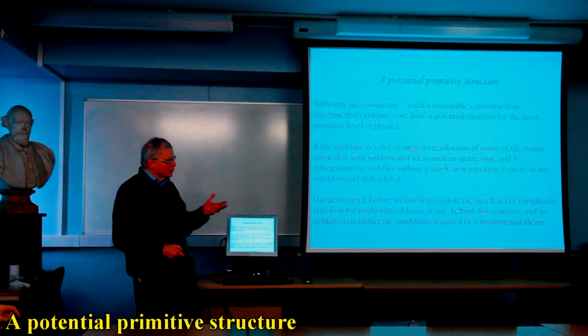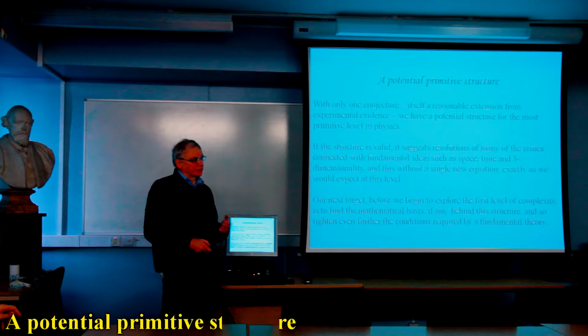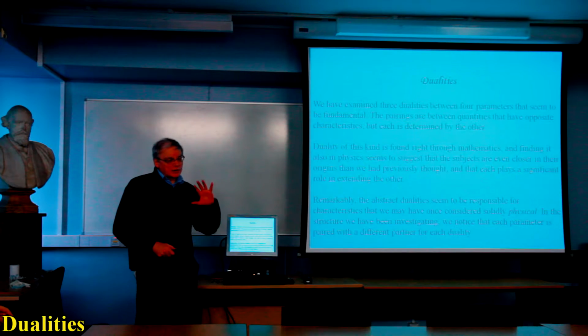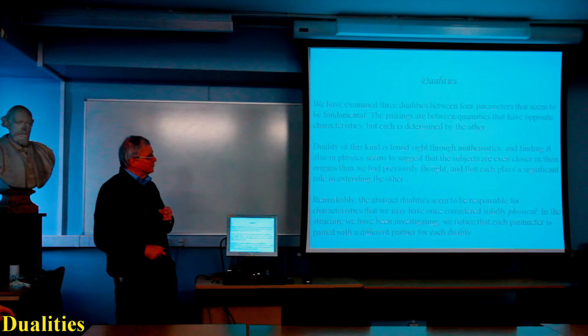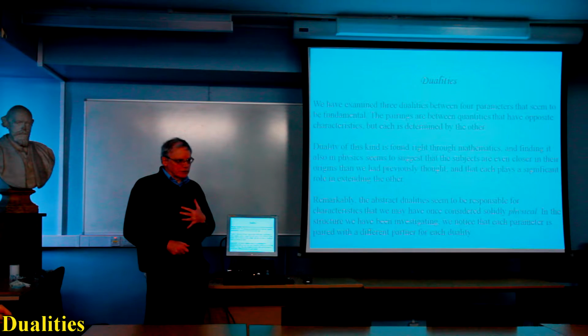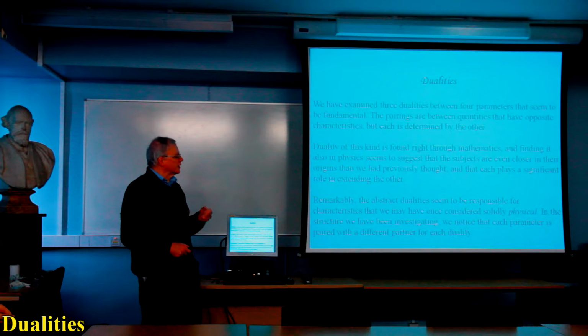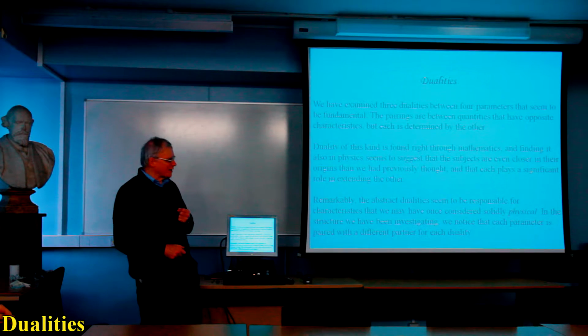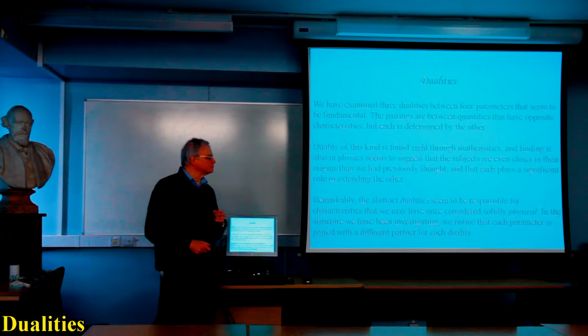So what we want to do now is to find the mathematical basis behind this structure, if we can find one. And in the last lecture we got to 3 dualities between 4 parameters, which appear to be fundamental. And these dualities seem to be very close to exactness, if not precisely exact. You can find duality of that kind throughout the whole of mathematics. Mathematics is riddled with duality.